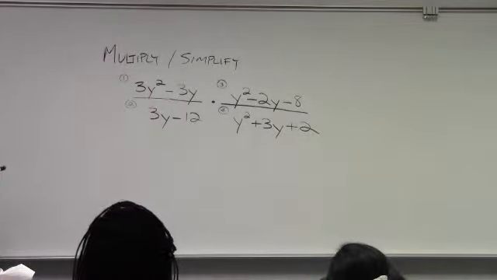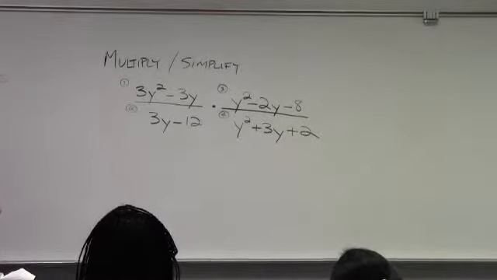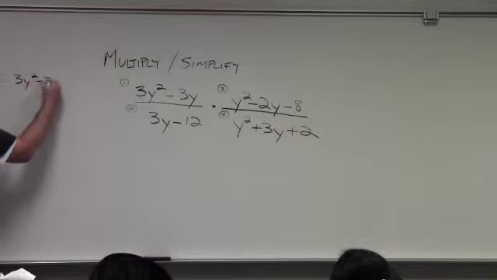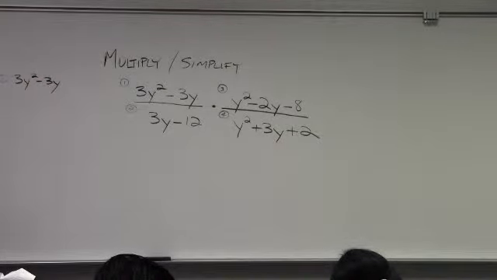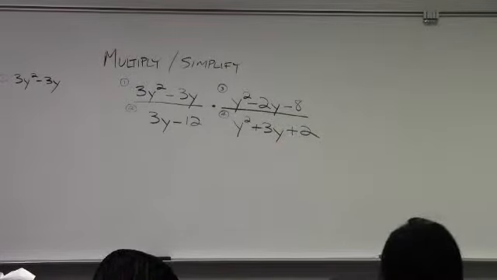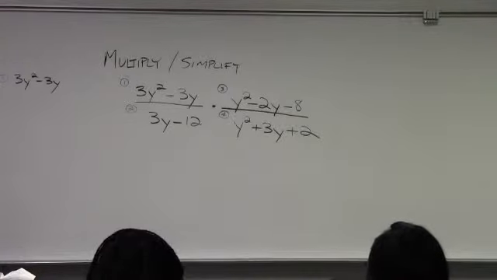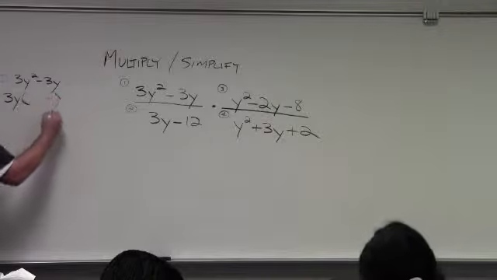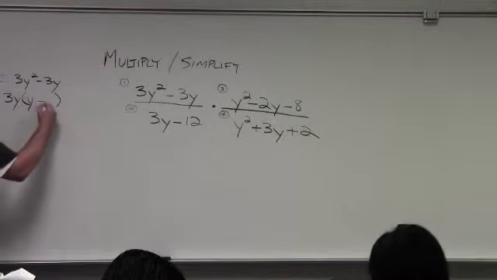So 1, we've got 3y squared minus 3y. Any type of factoring I can do on that one? Yes. Okay, what could I do on there? Pull out 3y, correct. Greatest common factor. And what does that leave me with? Y minus 1. Good job.